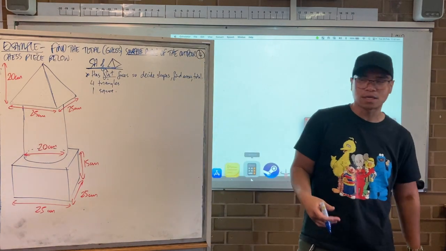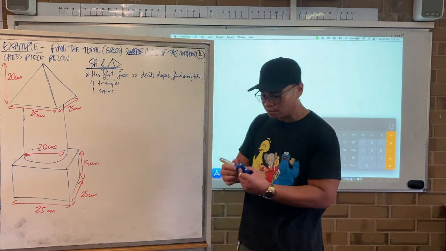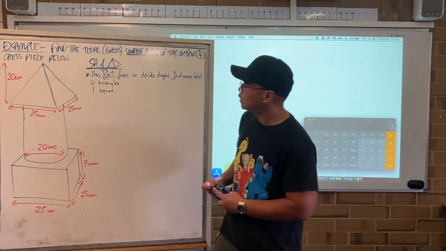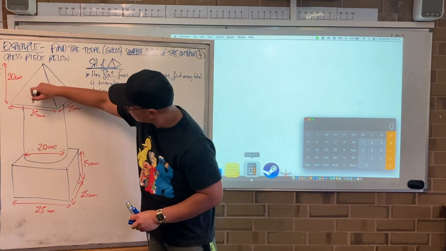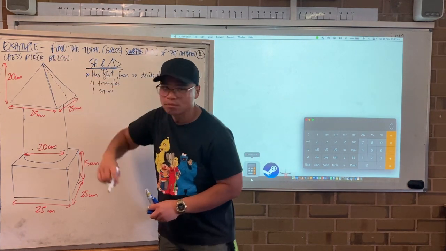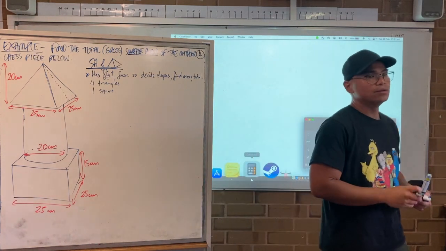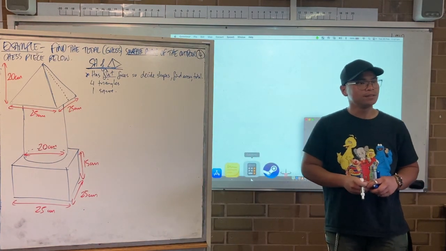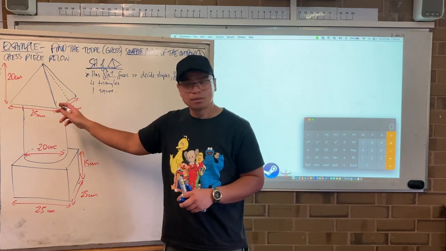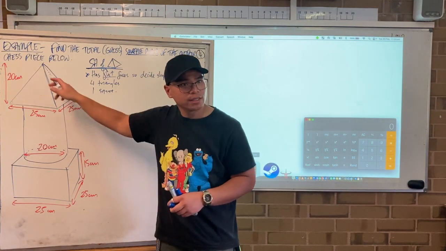If you have a pyramid, this is the hardest part. I need to find this length. Because what's the area of a triangle? Half base times by height. I know the base of this triangle, but I don't know the height of that. That's the height of the triangle.